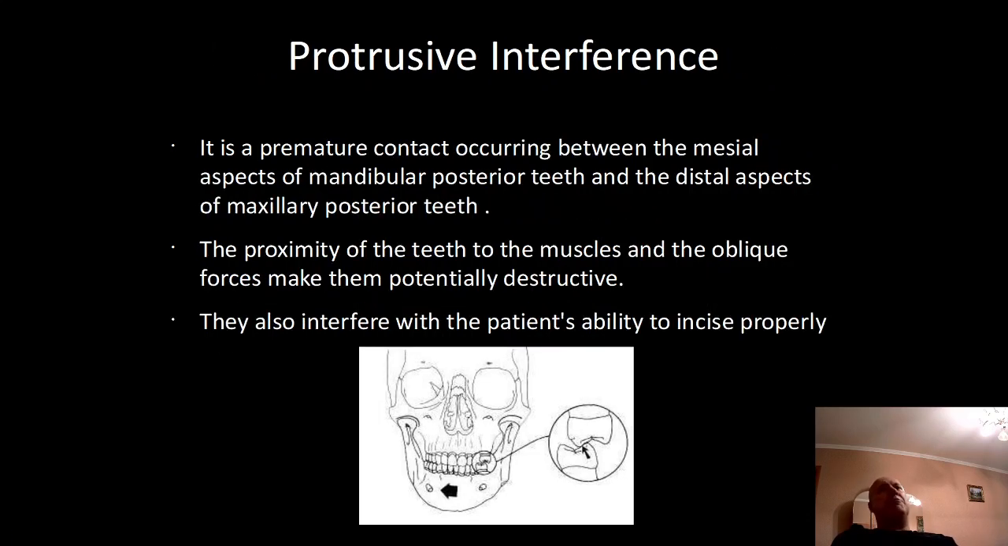Protrusive interference. This is premature contact occurring between the mesial aspects of mandibular posterior teeth and the distal aspects of maxillary posterior teeth. The proximity of the teeth to the muscles and the oblique forces make them potentially destructive. They also interfere with the patient's ability to incise properly.